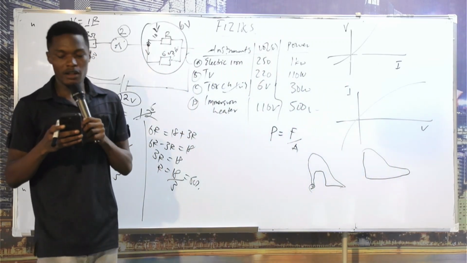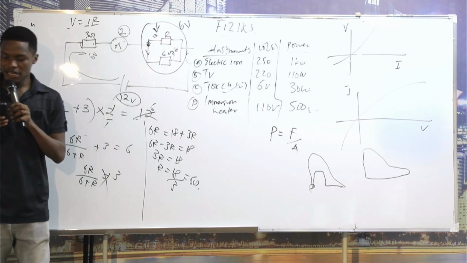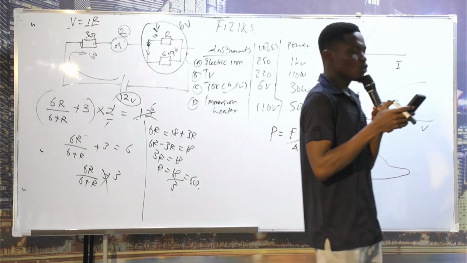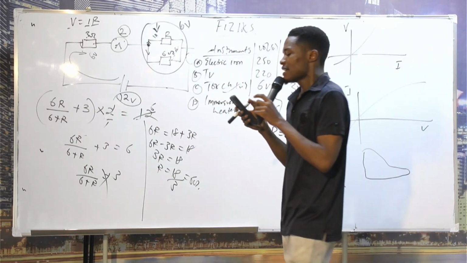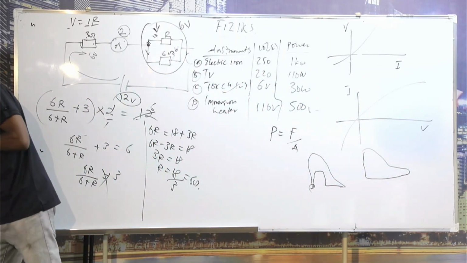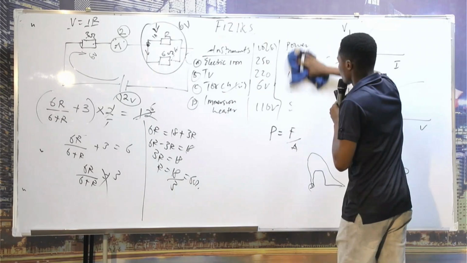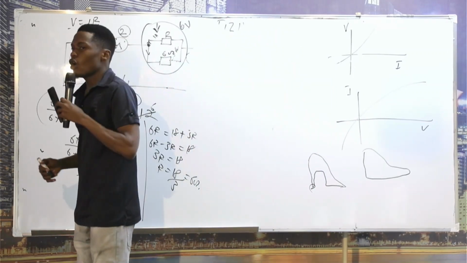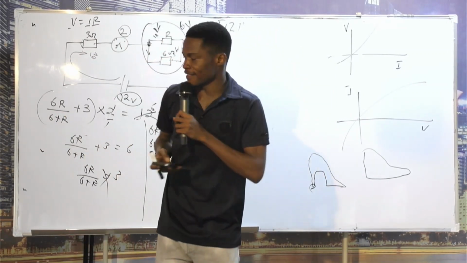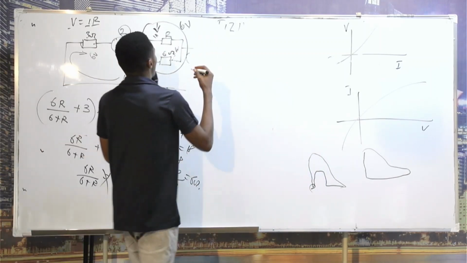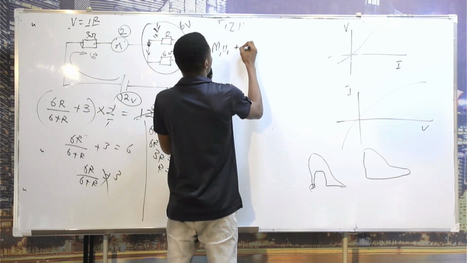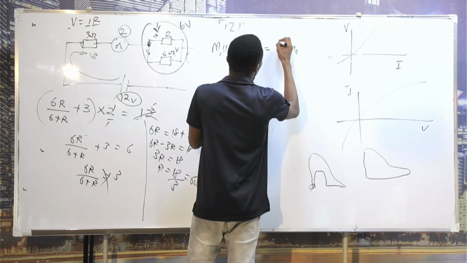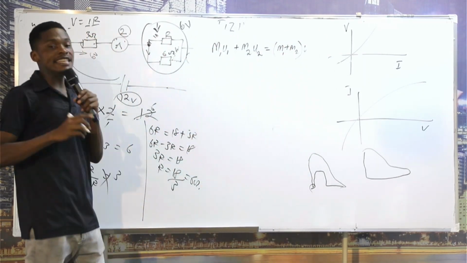Next question. A ball of mass 0.5 kg moving at 10 meters per second collides with another ball of equal mass at rest. If the two balls move off together after impact, calculate their common velocity. I will say that initial momentum, or momentum before impact, is equal to momentum after impact. Now, I will say M1U1 plus M2U2 equals (M1 plus M2) times V. So V is their common velocity.